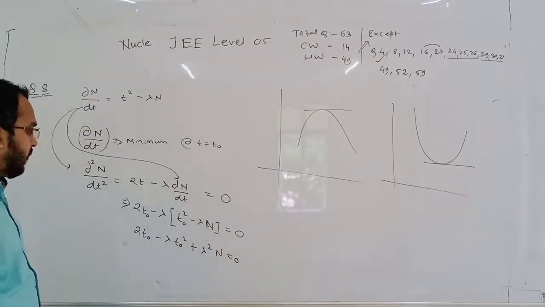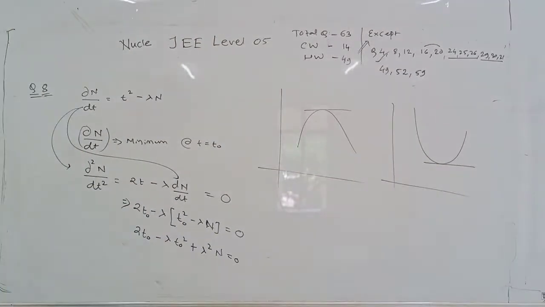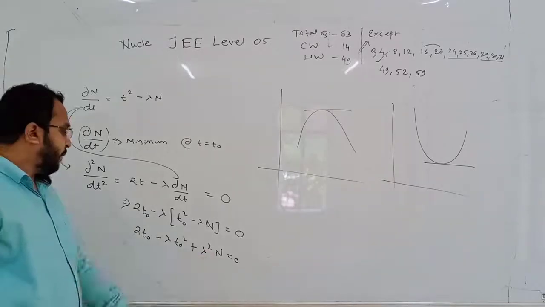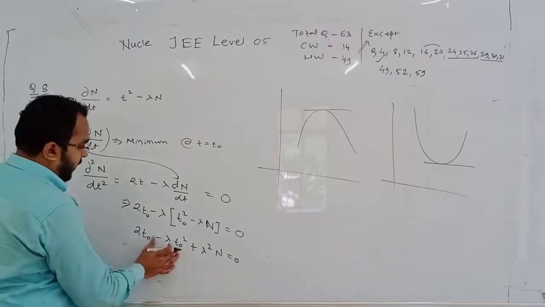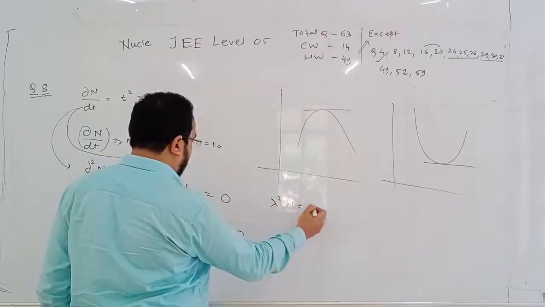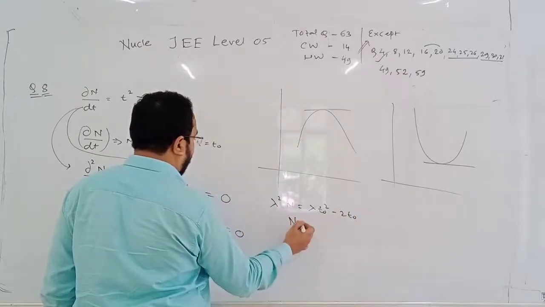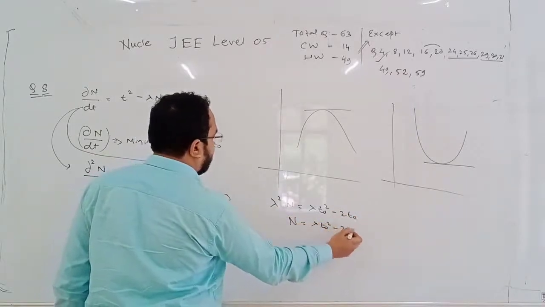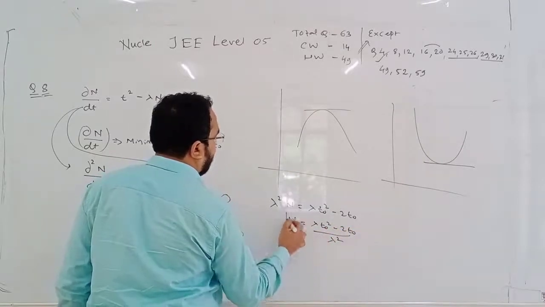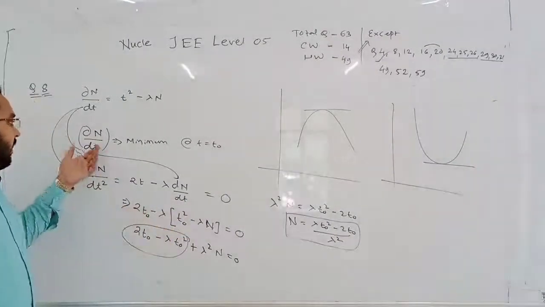Now this is the quadratic equation between t naught and N. What is asked in this question? The number of nuclei of the element at that time. So N is asked. We need this N. For this N, take these two terms to the right hand side. We'll get lambda square N is equal to lambda t naught square minus 2 t naught. Now dividing by lambda square, we'll get N as lambda t naught square minus 2 t naught upon lambda square. So this is the value of N at time equal to t naught, where the activity is minimum.